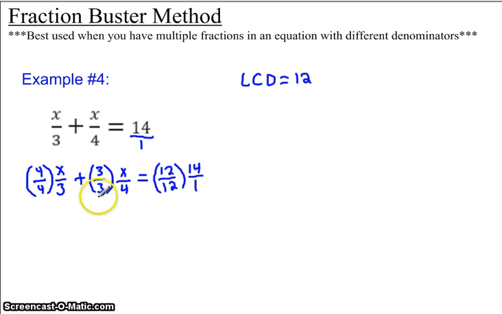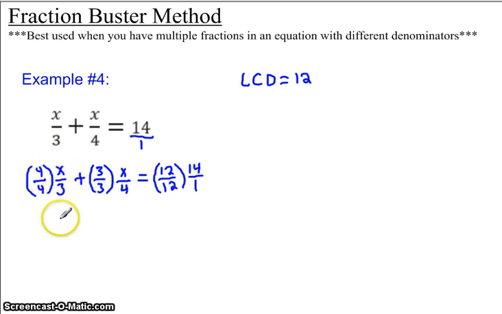So you see what's happening here. I'm multiplying the x over 3 by 4 over 4. Well, 4 divided by 4 is just 1, and when I multiply anything by 1, I don't change it. So really, I'm not changing this equation. I'm just changing the form it's in. So anyway, you multiply numerator times numerator, denominator times denominator.